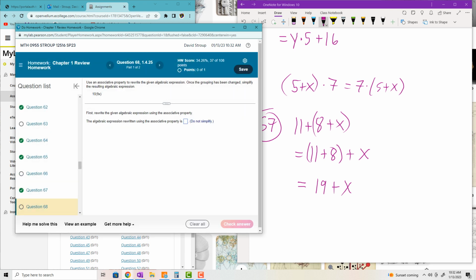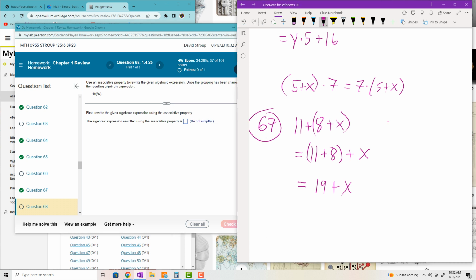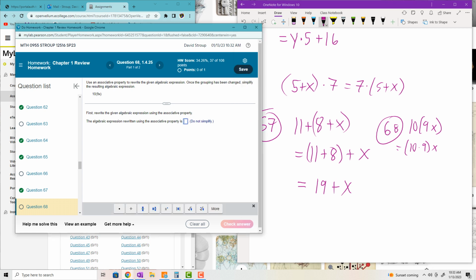Same sort of deal here, except multiplication property association. We have 68, then I have 10 times 9 times x. Instead of associating 9 and x, you'd associate 10 and 9. Right, times x. So you'll write that in, and then you'll multiply it out, so it'll be 90x. Yay. And then 90x.